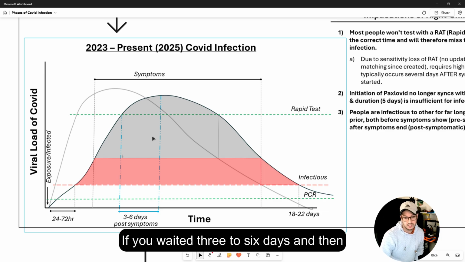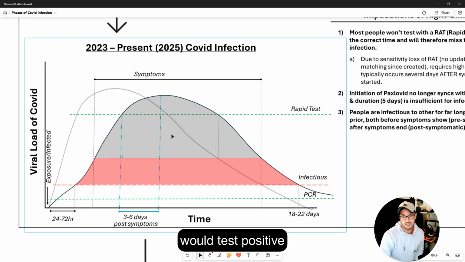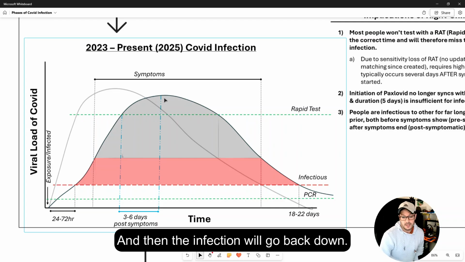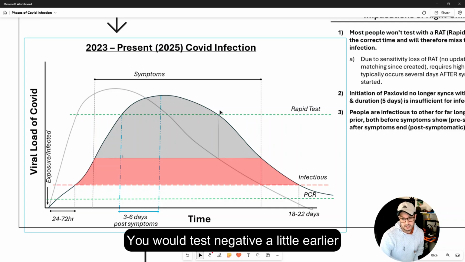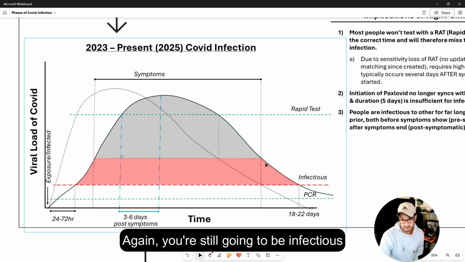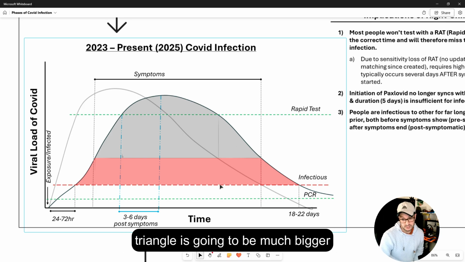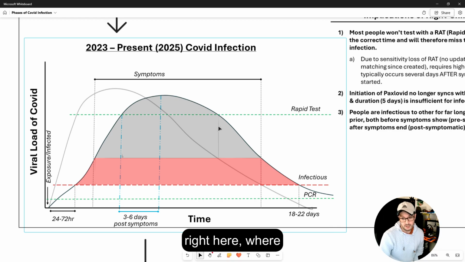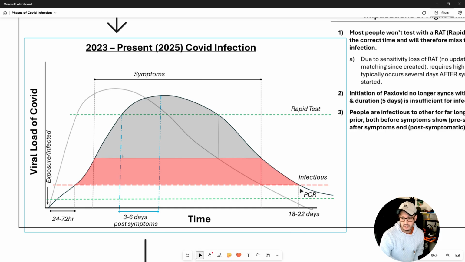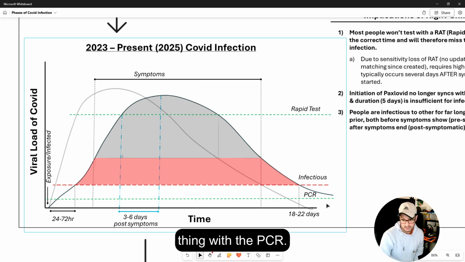If you waited 3 to 6 days and then took the test again after those symptoms started, then you would test positive and be like, oh, yep, I have COVID. And then the infection will go back down. You would test negative a little earlier now than you would have before, once that first positive hits, and then it'll go down. Again, you're still going to be infectious for a period of time afterwards, so the triangle is going to be much bigger right here, where you're still infectious after that negative rapid test, and then you'll be going down the same thing with the PCR.